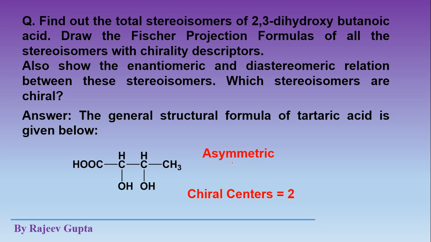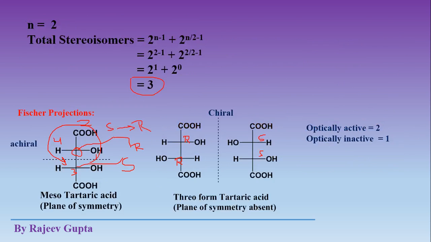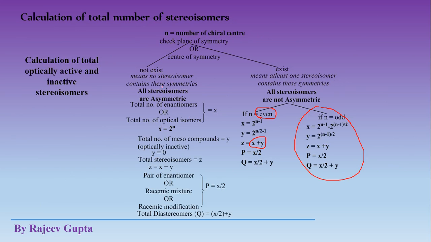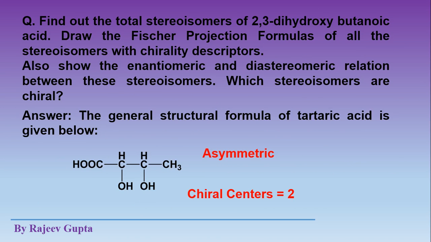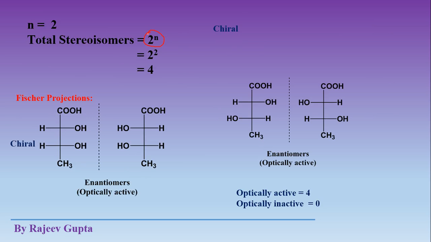So all the possible stereoisomers will be asymmetric in this case. Here the chiral centers are 2, so all the stereoisomers will be asymmetric. So we will apply the first column formulas, where all the stereoisomers are asymmetric. So this simple formula will be applied: the total number of stereoisomers will be 2 to the power n. There are a total of 4. These 4 isomers will be optically active, or chiral.